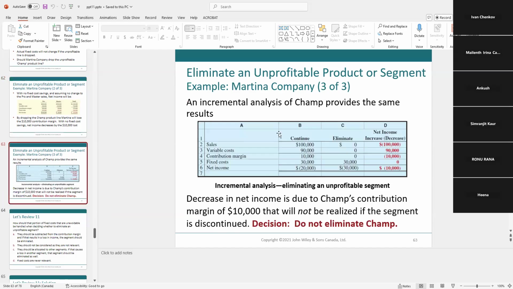In other words, if we have to do the incremental analysis, if we continue working with champ, our contribution margin again is $10,000, fixed cost is $30,000, so we're losing $20,000. But if we eliminate it, we're going to lose the sales. Sales are gone. Variable cost gone. Contribution margin gone. But the fixed cost is going to stay.